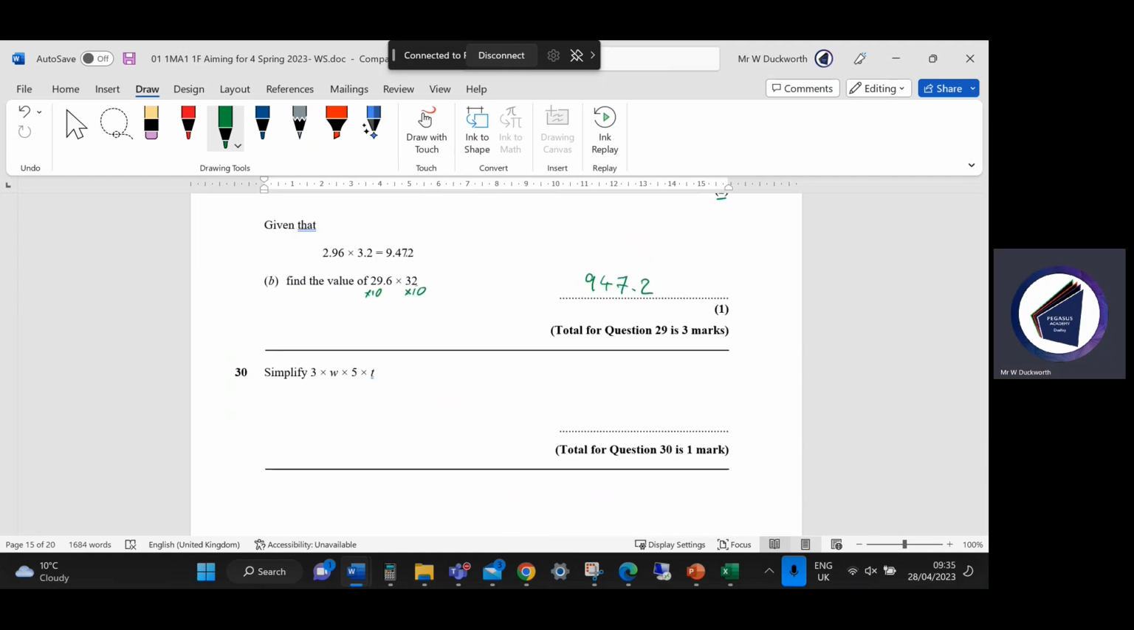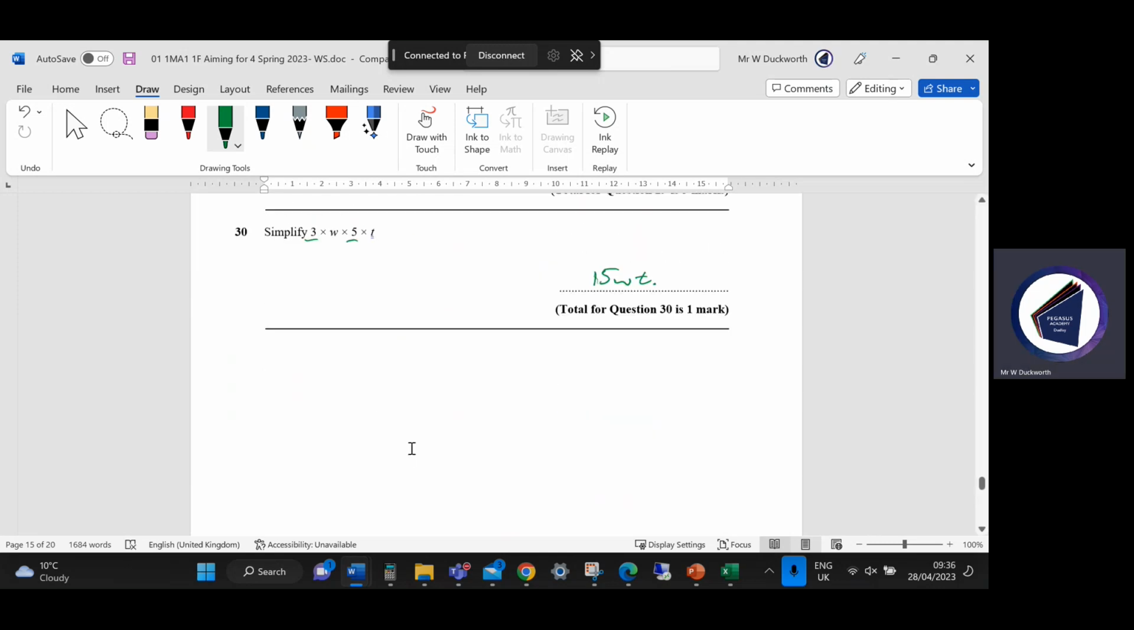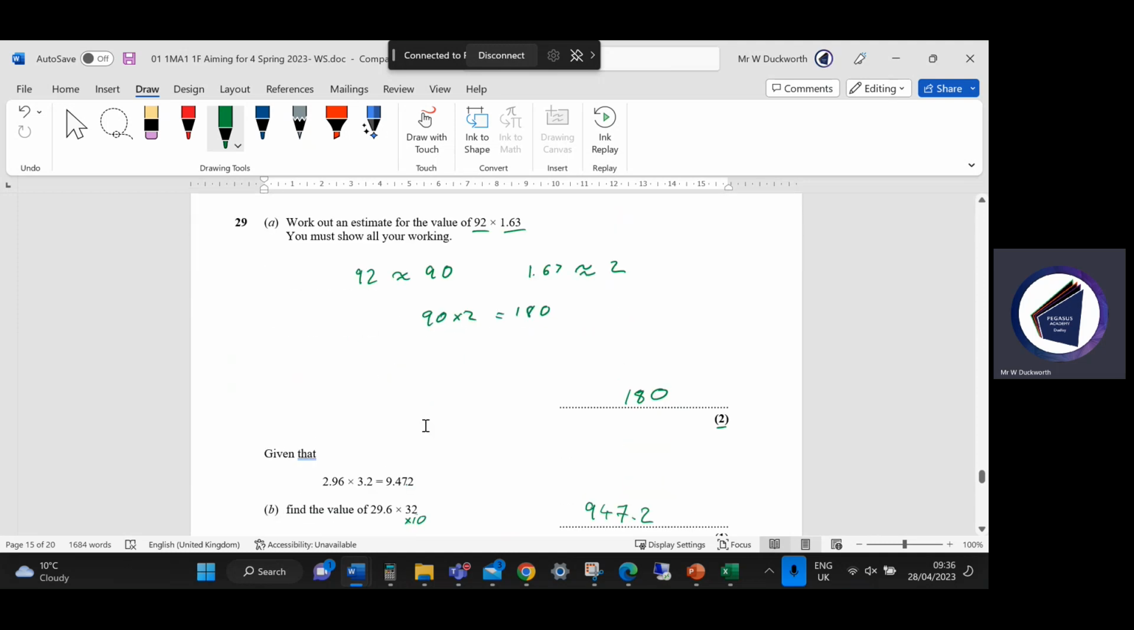Right, simplify. So collect like terms. We can simplify our 3 times by 5 would give us 15. And then W times by T, we're going to say is WT.